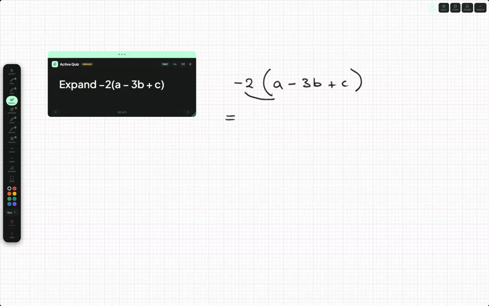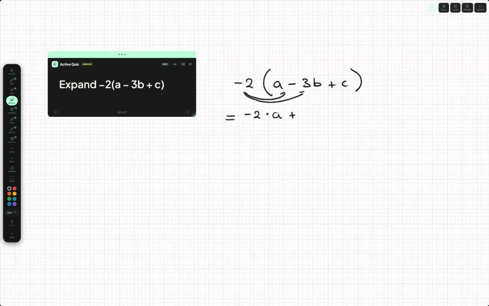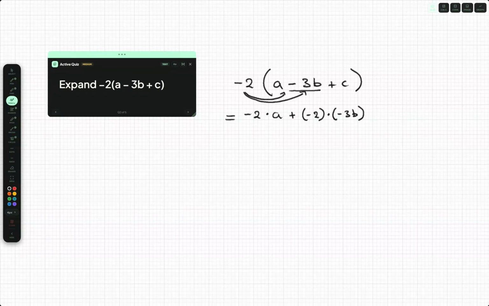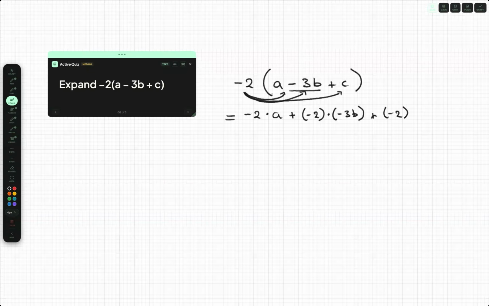Again, we're going to multiply the number out the front, being aware of its sign, into each one of the terms. So -2 times a, and then plus -2 times -3b, and then our last one, which is plus -2 times c. Now the reason why I have all of my negatives in brackets is it makes it very easy for me to resolve the sign issues before I look to simplify and add like terms.